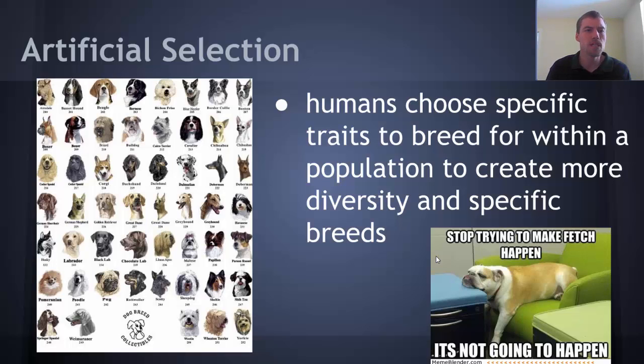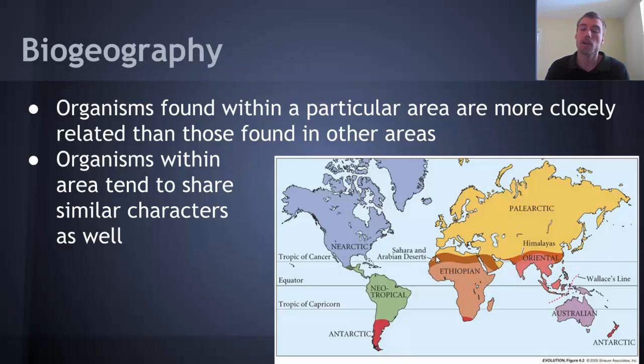And then finally, almost finally, we've got biogeography. This is where organisms found within a particular area are more closely related than those found in other areas. So what we're saying is that we have a group of organisms that live in one spot. They are all much more closely related to one another than they are to organisms that come from somewhere else in the world. And also, organisms within an area tend to share similar characteristics as well.